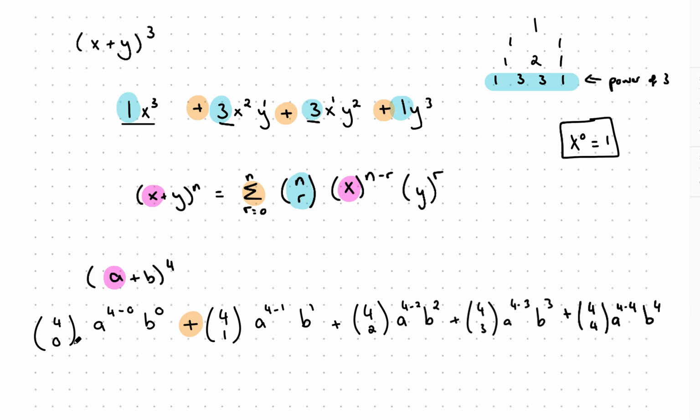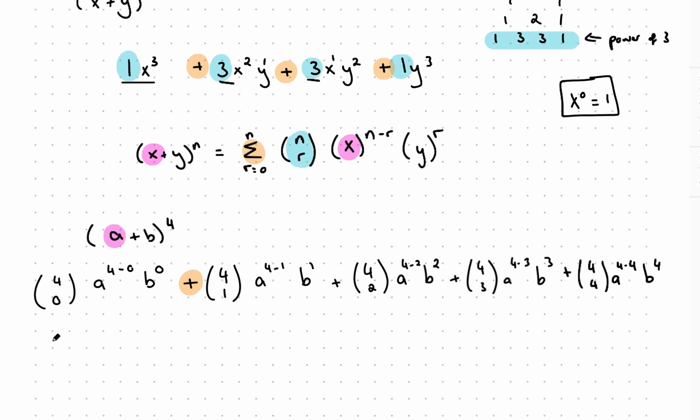So this I can do in my calculator. 4 choose 0 is 1. A to the 4 minus 0 is a to the 4. B to the power of 0, any number to the power of 0 is 1, so I can just say multiply by 1. It just leaves it as that. Plus 4 choose 1 is 4. Then I'm going to have a cubed and then b to the 1. I can leave it as b. I can put it to the 1 if I want.